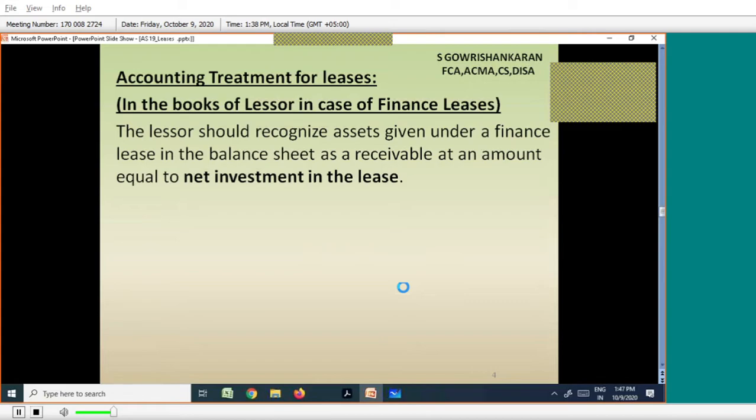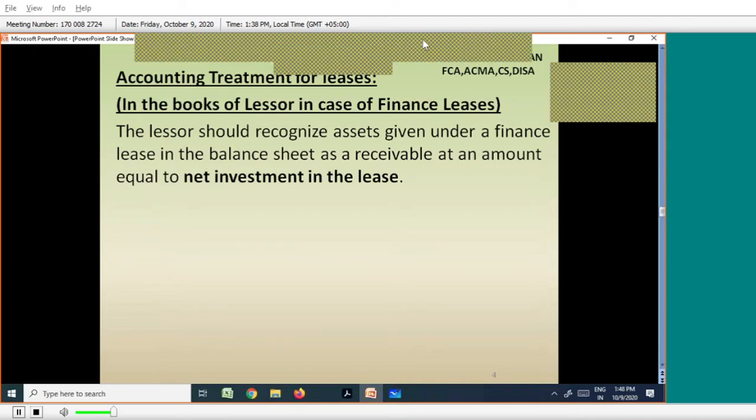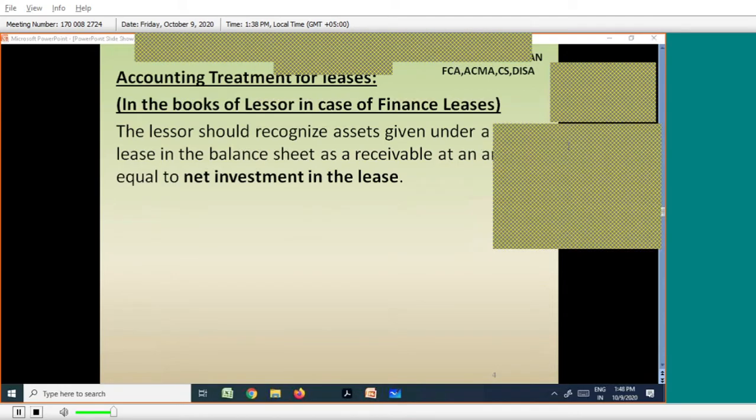Lessor will not claim depreciation. Lessor will treat that amount as a receivable on the asset side. In case of finance lease, the same amount is treated as a receivable, not an asset. Even though he is legally the owner, he will not claim depreciation, and he will not treat it as a fixed asset; rather he will treat it as a receivable in the books of lessor. How is that receivable arrived at? That receivable is arrived at an amount equal to net investment in the lease.